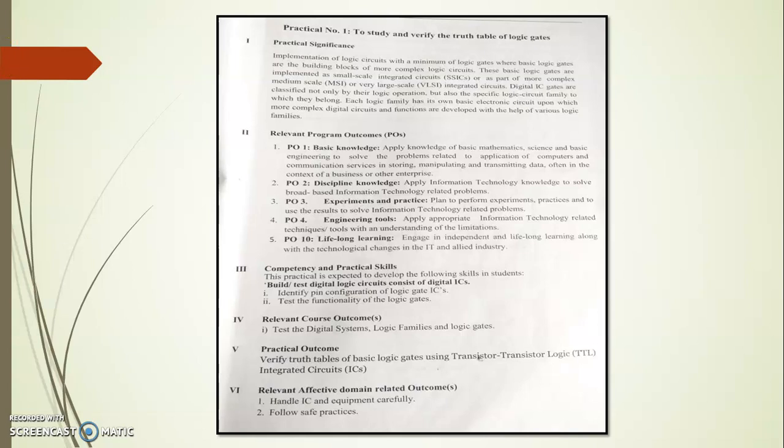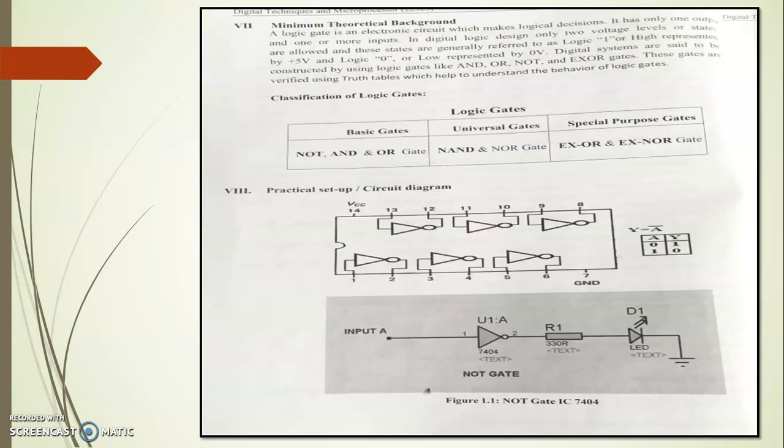So practical outcomes means what is the output? If the basic logic gates you are using are transistor logic, what are the practical outcomes for that? Then what are the domain related outcomes? Handle your equipment carefully. Follow any safety that is related to the practices. These are some. So now we have to verify the truth table of the logic gates.